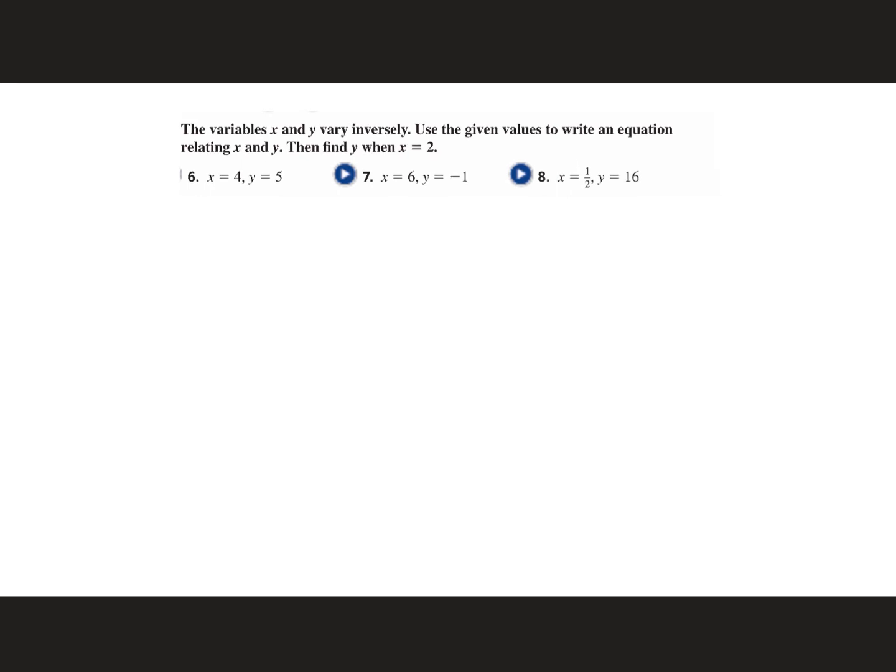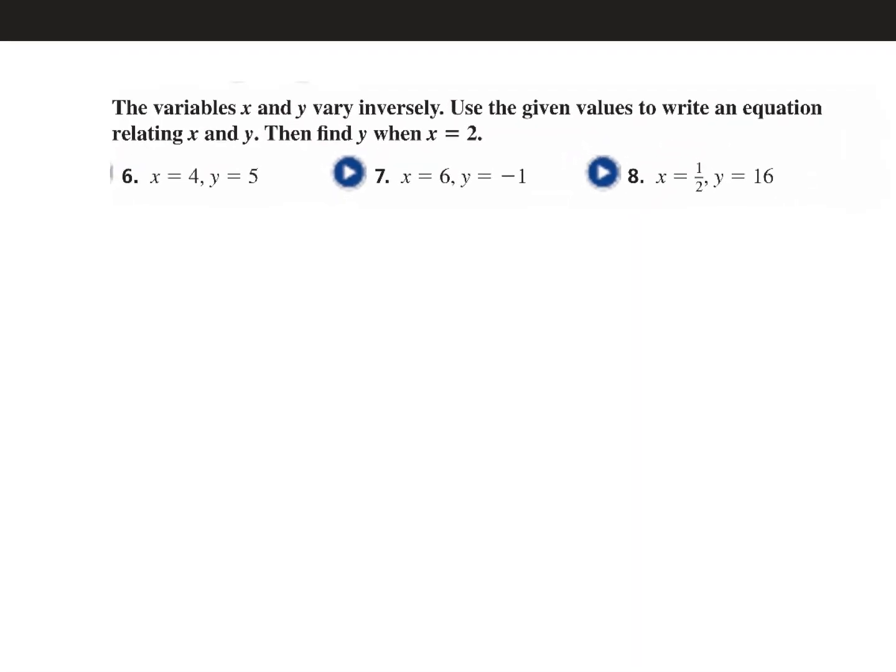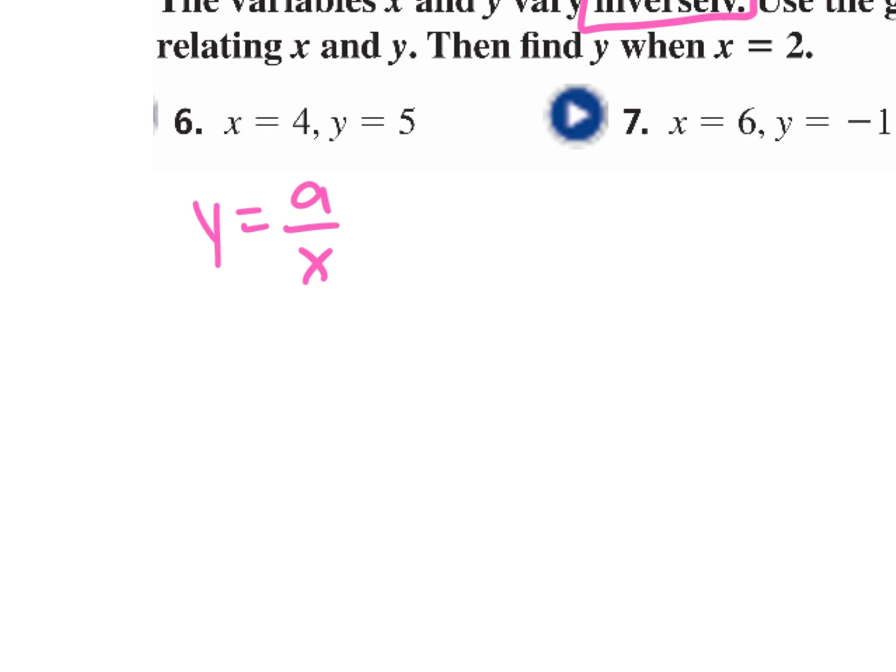So in 6, 7, and 8, we're doing the same thing. It says the variables x and y vary inversely. So which formula am I using? Y is equal to a over x. Use the given values to write an equation relating x and y. Then find y when x is equal to 2. So first thing we want to do is find a to find our general equation. How would I do that? You would plug in. Plug in. So I'm going to plug in the x and y that are given. So 5 is equal to a over 4. Multiply by 4. So a is equal to 20.